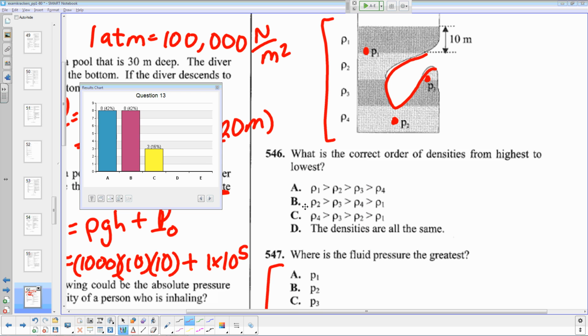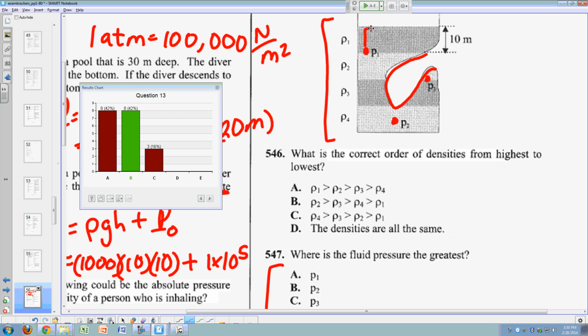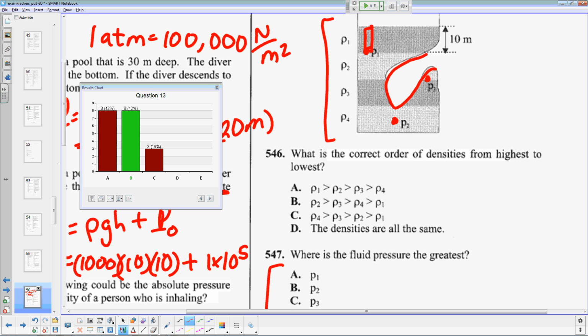Okay. Looks like we were split between P1 and P2. The answer is P2. The reason is that P1 just sits below this amount of fluid, right? And so that's what's contributing to the pressure. P2, however, sits under this amount of fluid plus this amount of air, plus this additional amount of fluid. Right? So P2 has a bit more pressure than P1. And then P3 is in between the two. So P2 is the greatest.